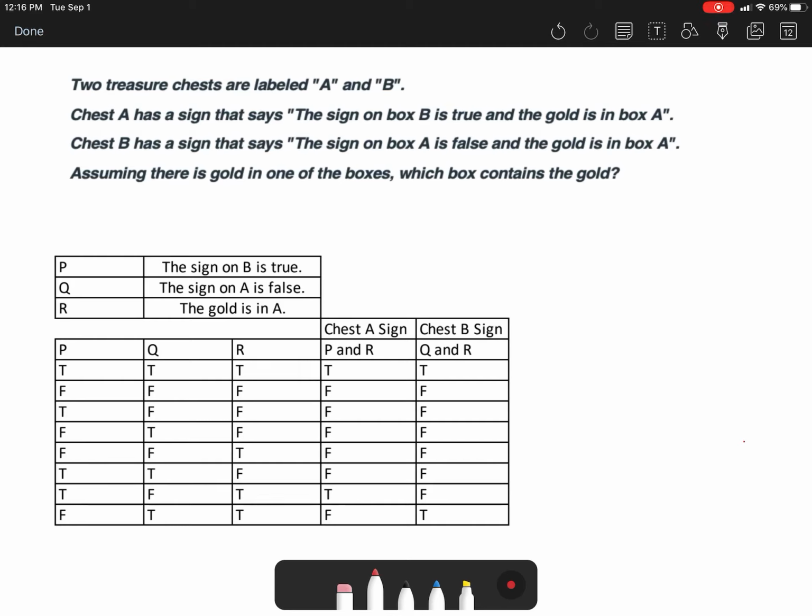Okay, so we are looking at the logic problem from the intro discussion. What I am going to do is take the separate statements that are part of the and statements. So on each chest, there is an and statement, and I'm going to break those apart. First we have the sign on box B is true. I'm going to call that proposition P. So that statement is going to be P.